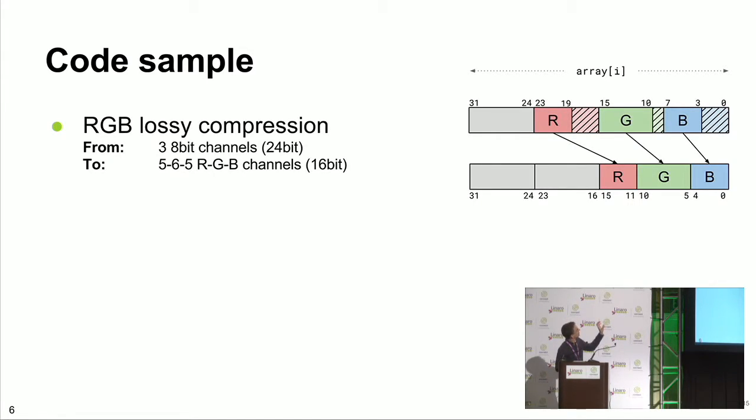We take only some of the top bits of the value, and we shift it down, we mask it, and we shift it down. So this is a lossy compression, of course, right? We just keep the top bits, and the bottom bits of every channel are discarded.